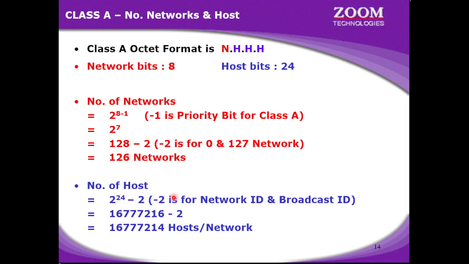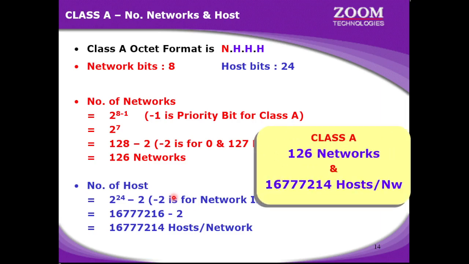Per network ha, hindi po sinabing yung 126 na yon ma-accommodate niyo yung 16 million. Hindi po. Isang network, 16 million. Okay? So, ganyan karami po yung mga device na pwedeng i-connect sa isang network for class A. Ayan. So, 126 networks at meron tayong at least 16 million na host per one network.